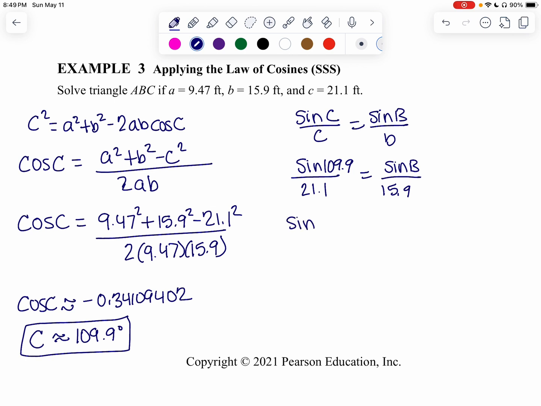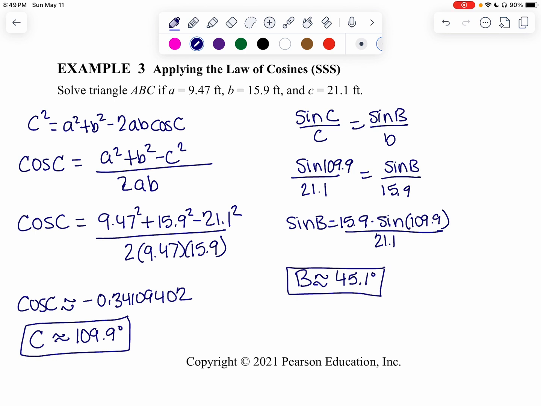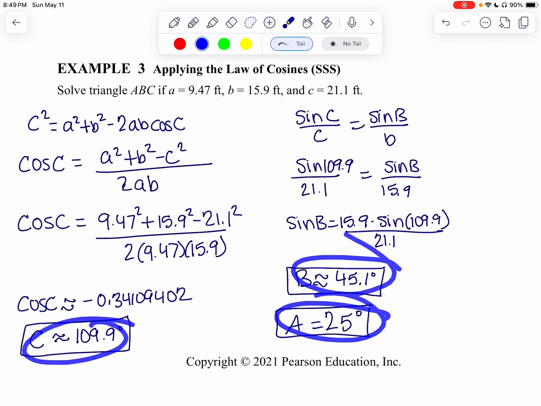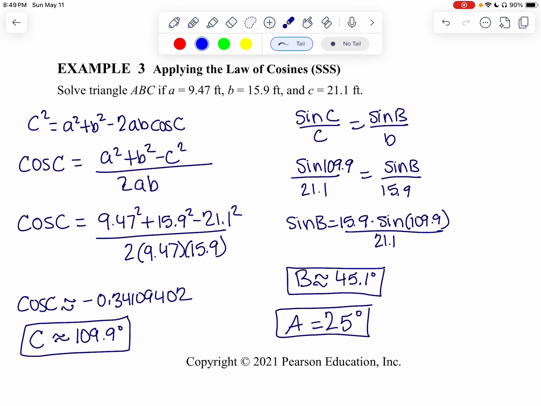So the sine of B equals 15.9 times the sine of 109.9 degrees over 21.1. And then when you inverse sine this, or arc sine, you get B is approximately 45.1 degrees. And then doing 180 minus 45.1 and 109.9, A turns out to be about 25 degrees. And there we have all three angles and all three sides. So between the law of sines and the law of cosines, any combination of three pieces of information allows you to find the rest.